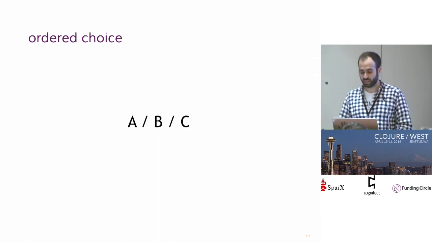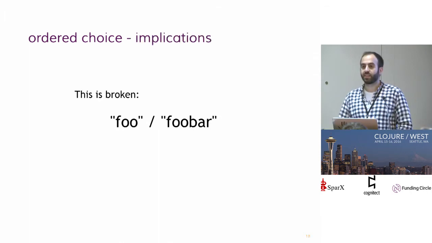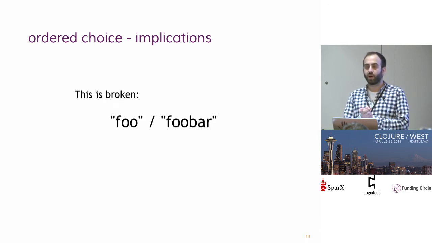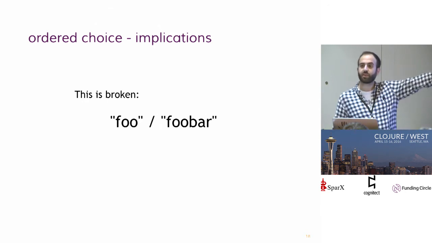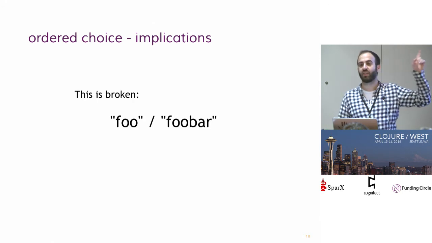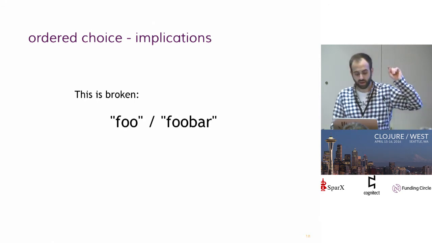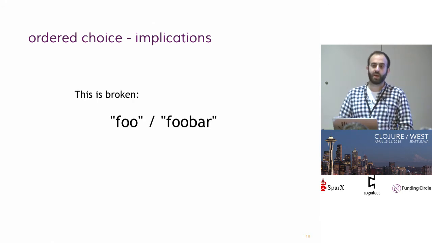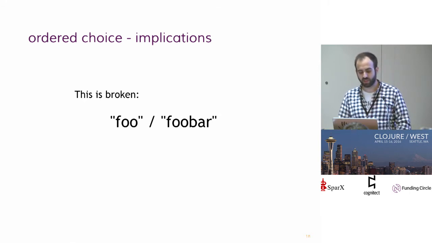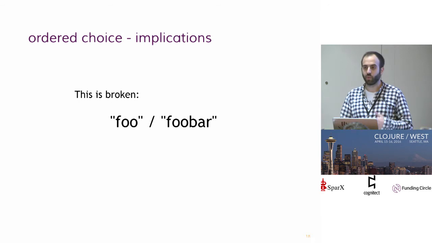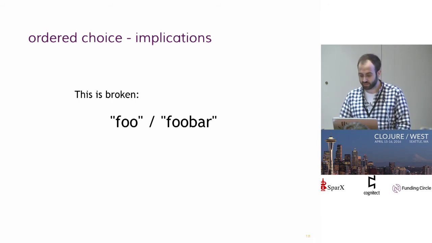But it has implications. You cannot do something like this: foo or foo bar. You can't try to parse a prefix first, because it'll always succeed on the prefix. It'll never match foo bar. So this is an invalid rule. Now, some of the PEG libraries check for this. Mine doesn't, but that's something you have to know when you're designing grammars. You never try to parse the prefix first.